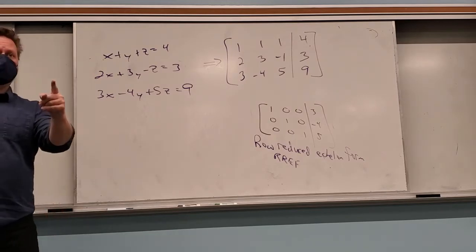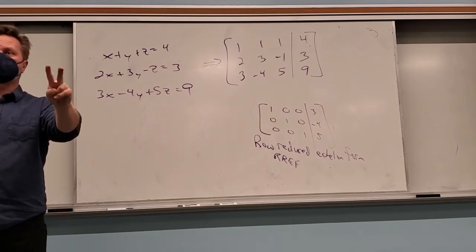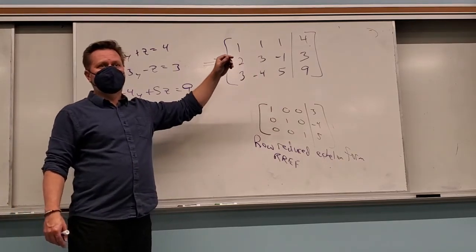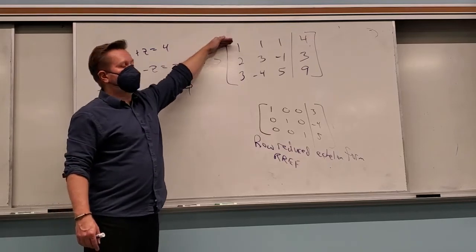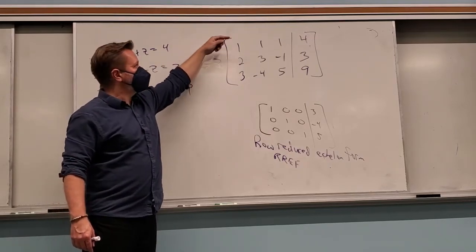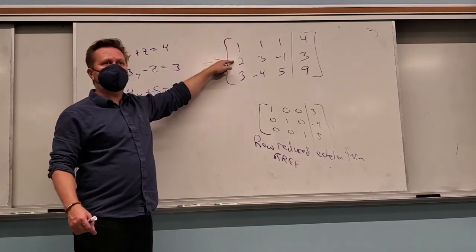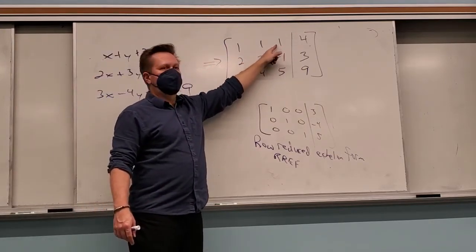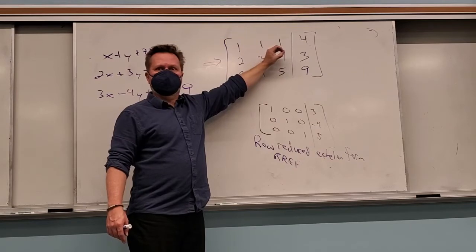Add equation 1 to equation 2. Where are those equations in here? Row 1 to row 2, right? So here I could just add row 1 to row 2. Do you see how that relates? Do you see how right there I can see that would make a 0 here?